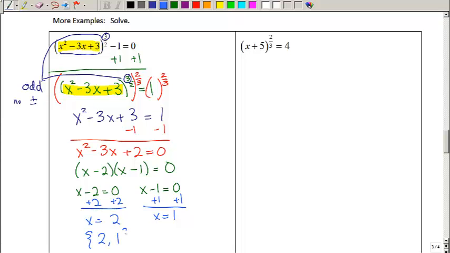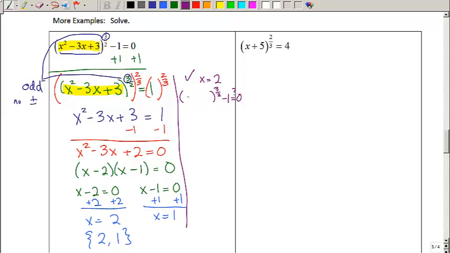Now before I move on to the next problem, I need to make sure that both of those solutions work. Sometimes one of the solutions works, sometimes the other solution works, sometimes neither of them work. So we're going to have to check them independent of each other. I'm going to come over here so I don't have to scroll down. First, I'm going to check x is equal to 2.